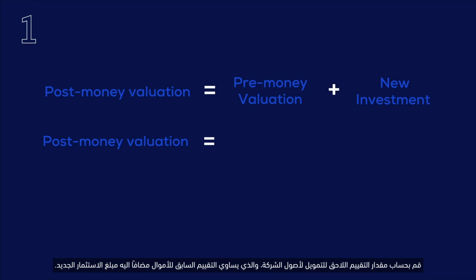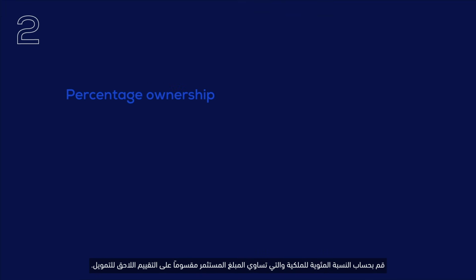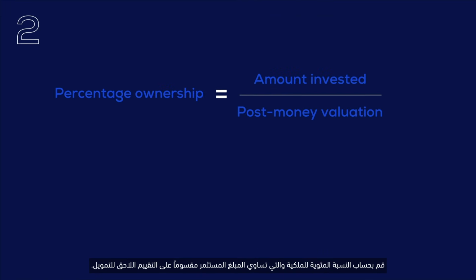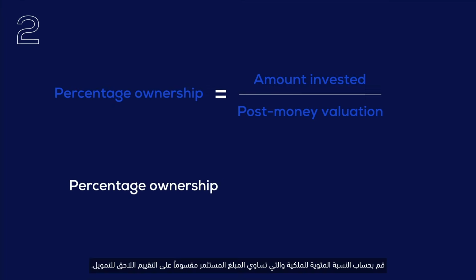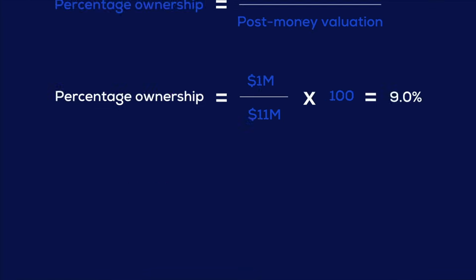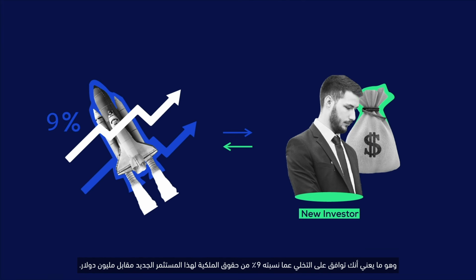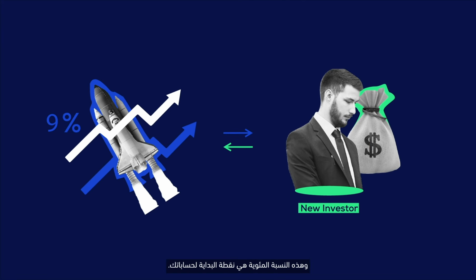1. Find your post-money valuation, which is equal to the pre-money valuation plus the new investment amount. 2. Find the percentage ownership, which is equal to the amount invested divided by the post-money valuation. This means you agree to give away 9% equity to this new investor in exchange for the $1 million. This percentage is the starting point for your calculations.